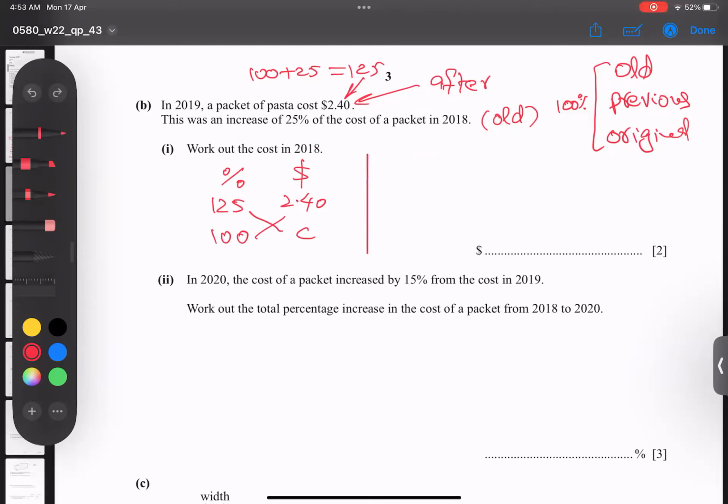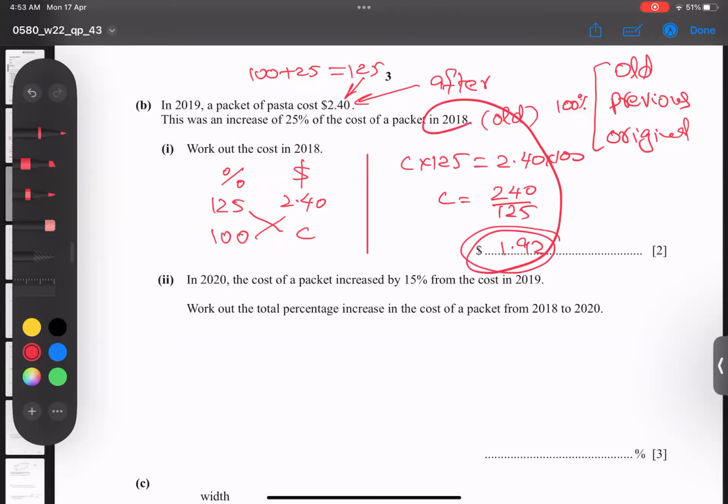So C times 125 equals 2.4 times 100. So this will divide now on the other side. So 240 into 100, 240 divided by 125. And if I check it, 240 divided by 125 gives me the answer $1.92. So the cost is $1.92. It means in 2018 this was the cost. And if we increase 25%, we will get 2.40. I hope the point is very clear.